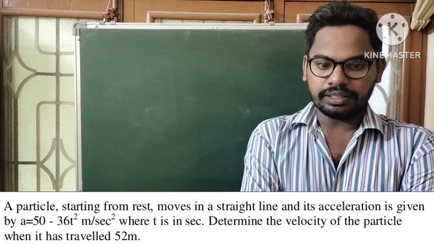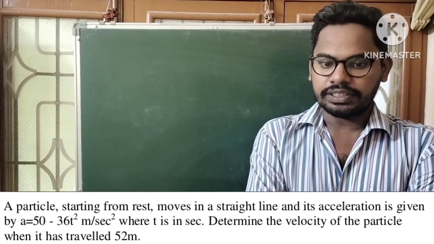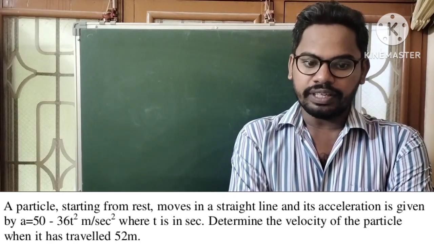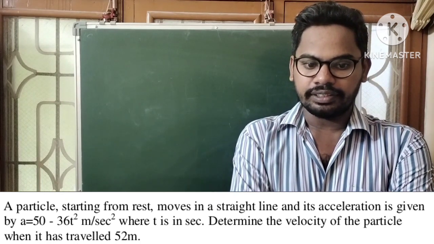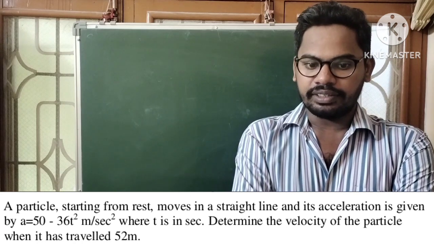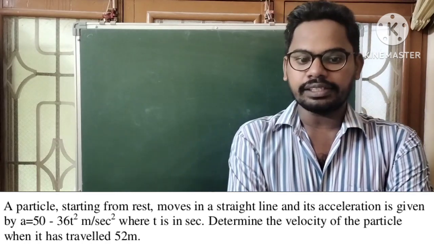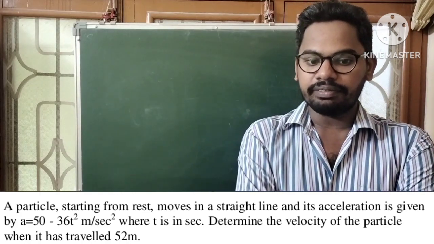A particle starting from rest moves in a straight line and its acceleration is given by a = 50 − 36t² m/s², where t is in seconds. Determine the velocity of the particle when it has travelled 52 meters.